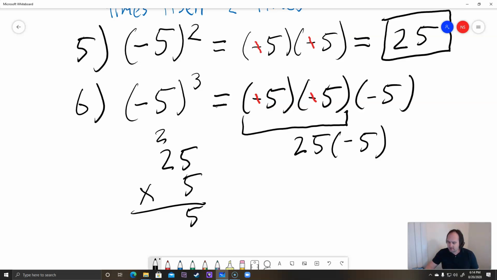5 times 5 is 25. Carry the 2. 5 times 2 is 10. Plus 2 is 12. So we get 125. But remember, there's a negative here. So our answer is actually going to be negative 125. So I'll go ahead and box that.